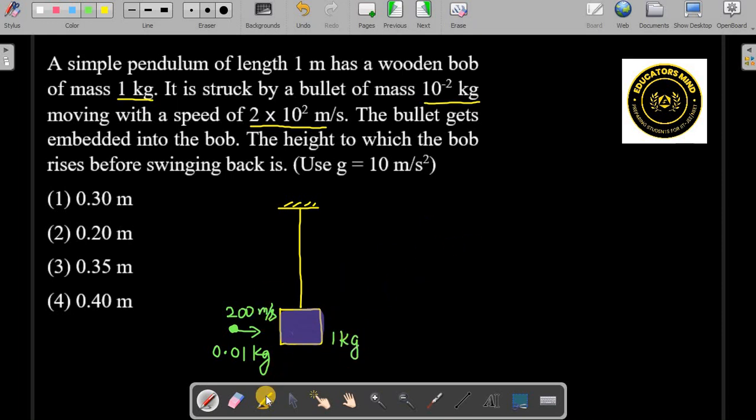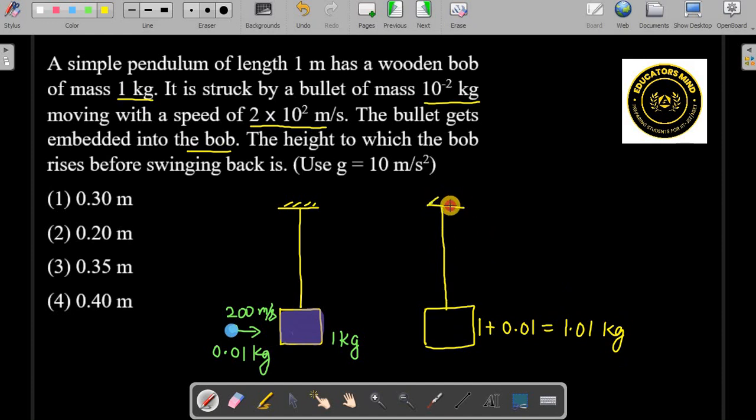So what will happen just after collision? You can assume that collision happens, and it is given that the bullet gets embedded into the bob. That means together the total mass will be 1 plus 0.01, so that becomes 1.01 kg. And just after collision, it started moving with some velocity. Let us say the velocity is v.